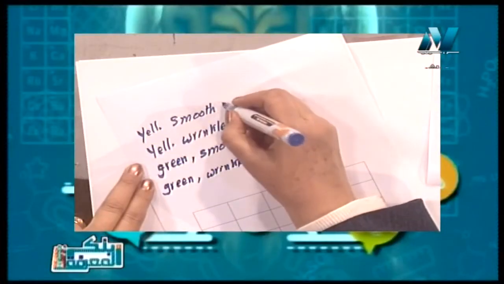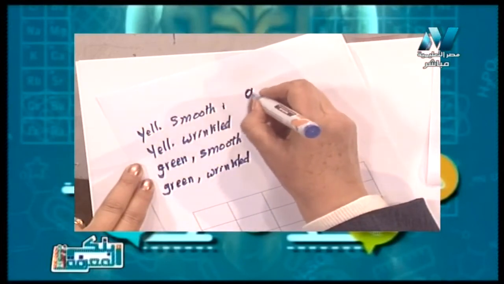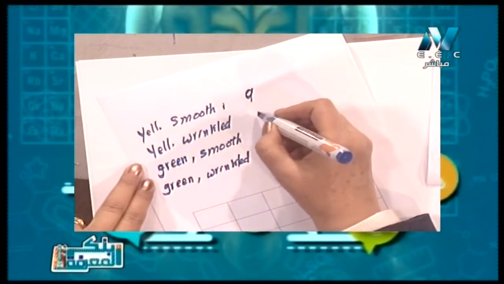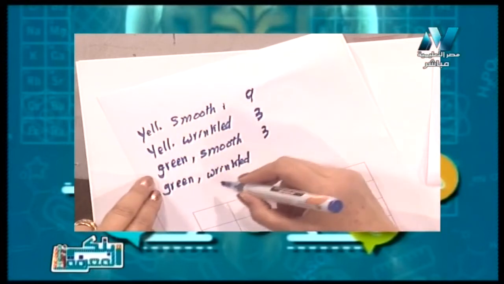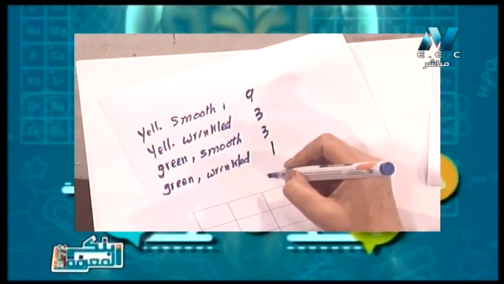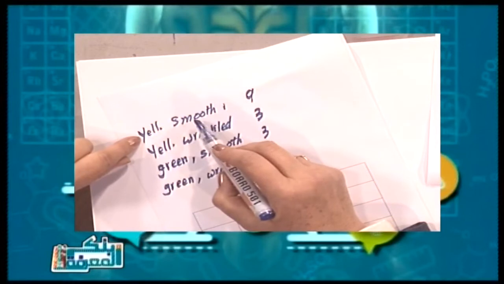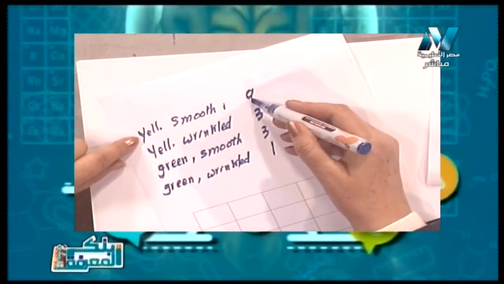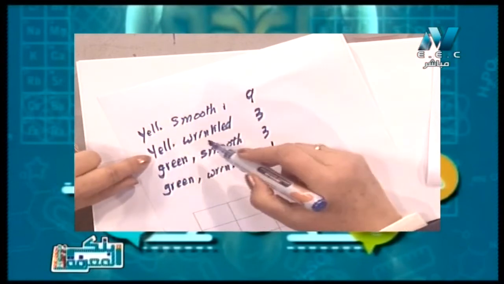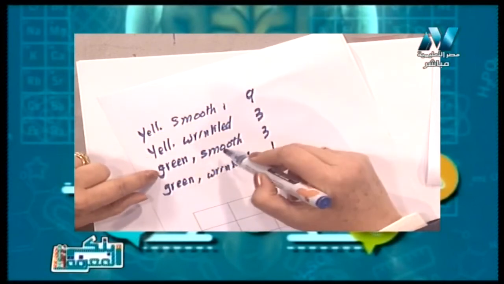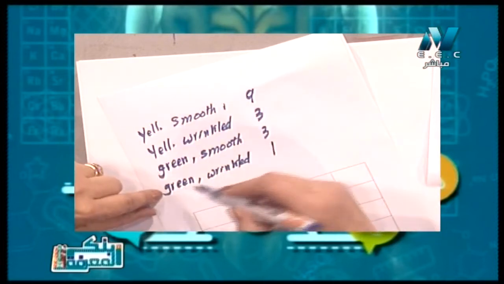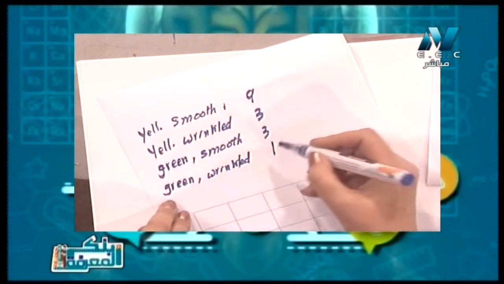By counting these numbers of individuals having these phenotypes, we will find that for yellow and smooth seeds, they are 9. For yellow and wrinkled seeds, they are 3. For green and smooth seeds, they are 3. For green and wrinkled seeds, they are 1. As you notice, the yellow and smooth seeds are the dominant characters, and they represent 9 of them. Yellow dominant with wrinkled recessive, so they are 3. The green is recessive and smooth is dominant, 3. The both genes are recessive, they are 1.